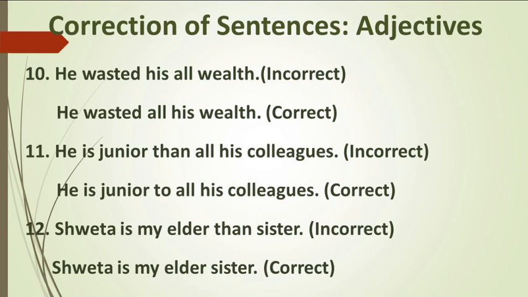The last example: Shweta is my elder than sister. Shweta is my elder sister. In this sentence we should not use elder with the word than, because elder is the word which is used with persons only. So Shweta is my elder sister is the right one, because elder is the correct one and not than.